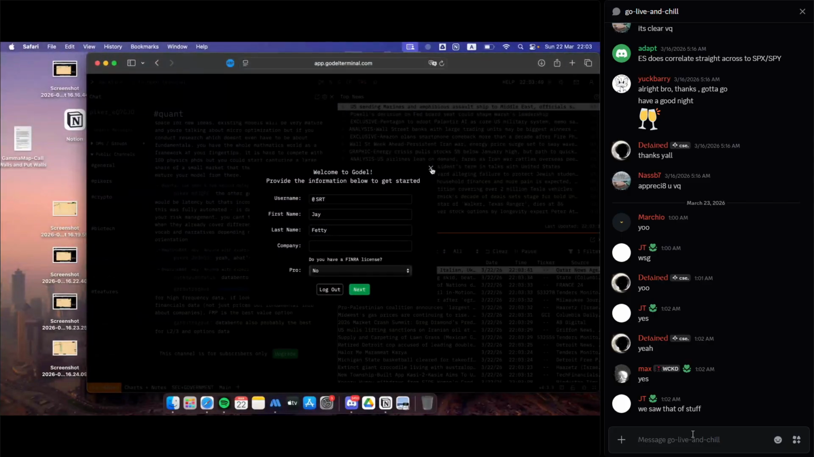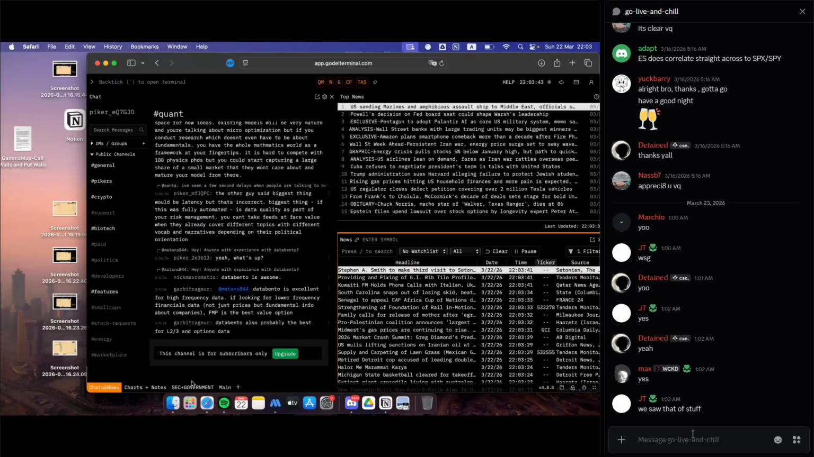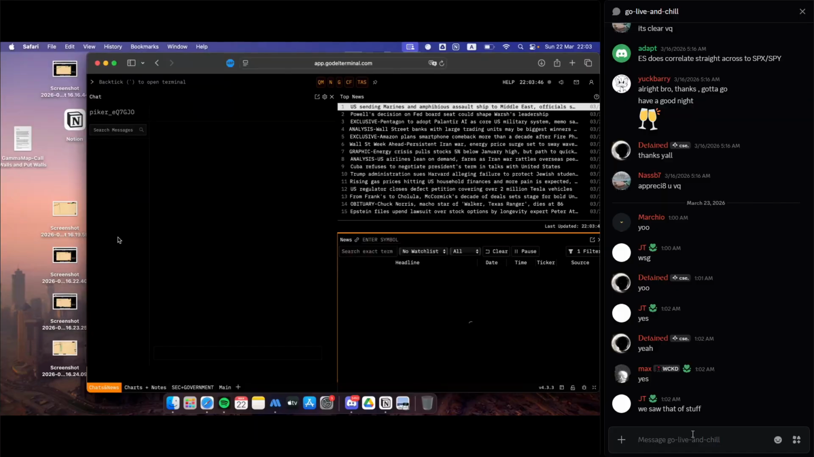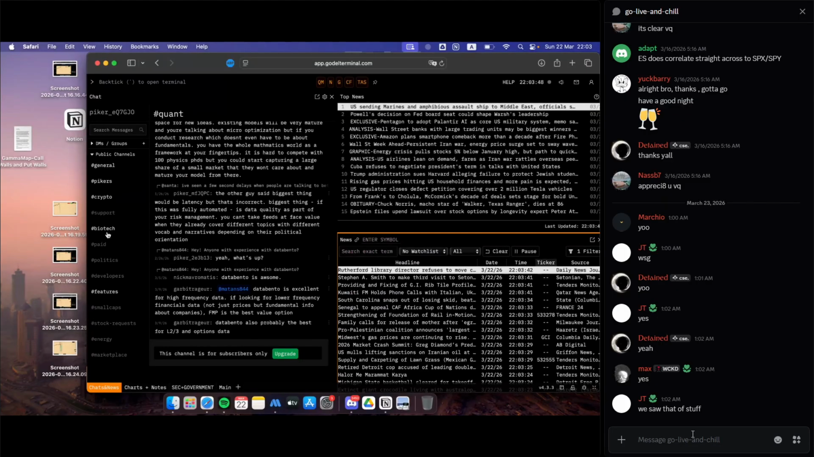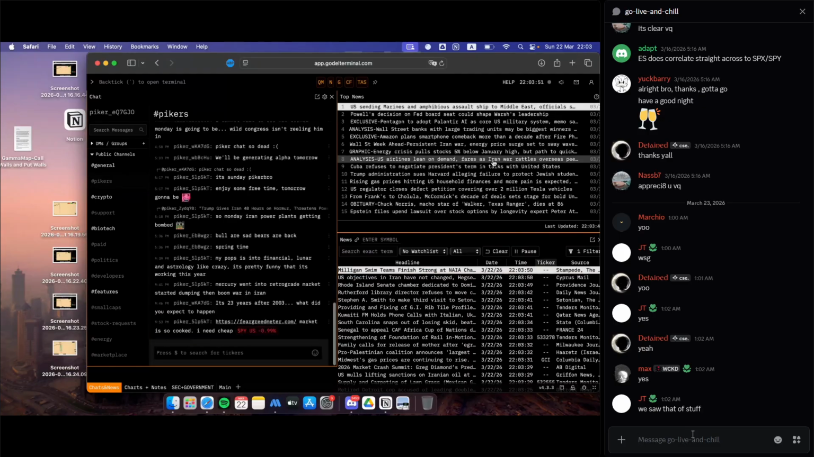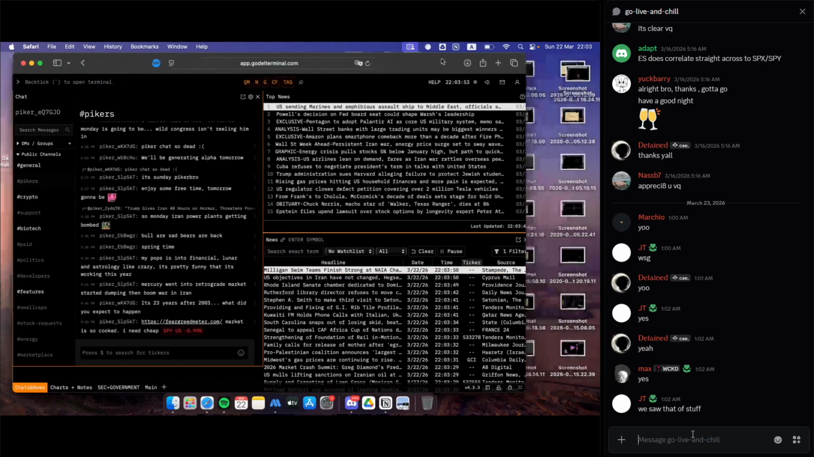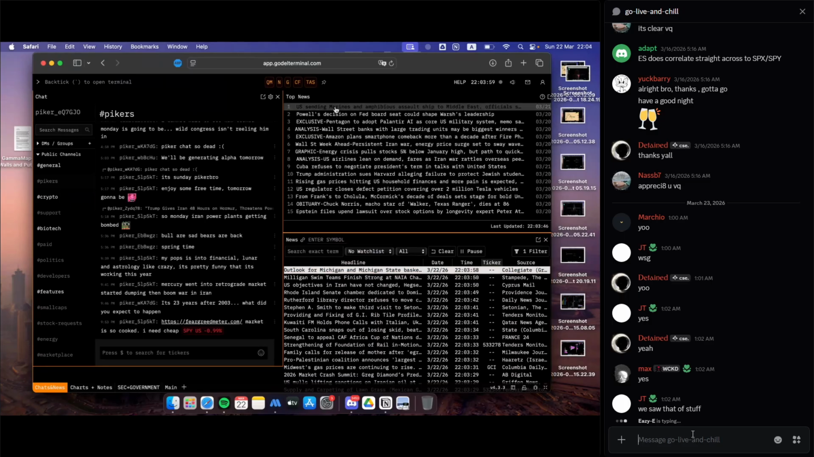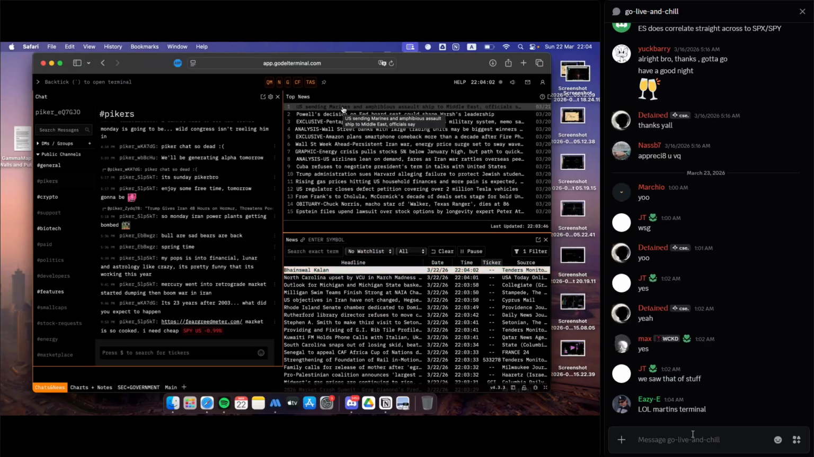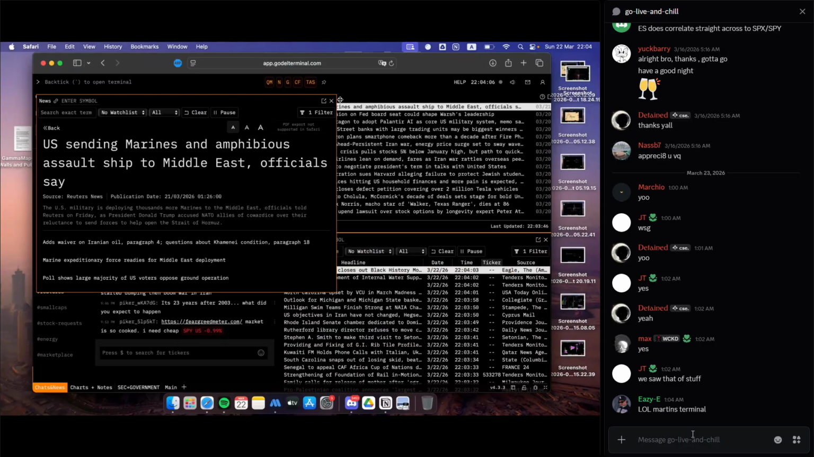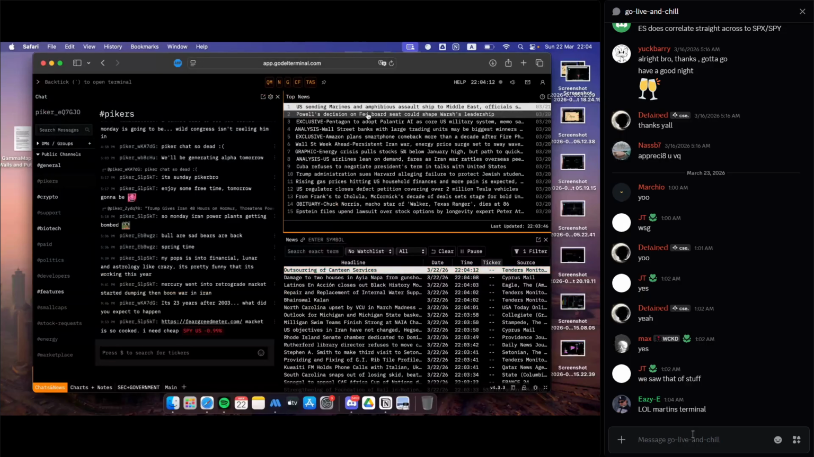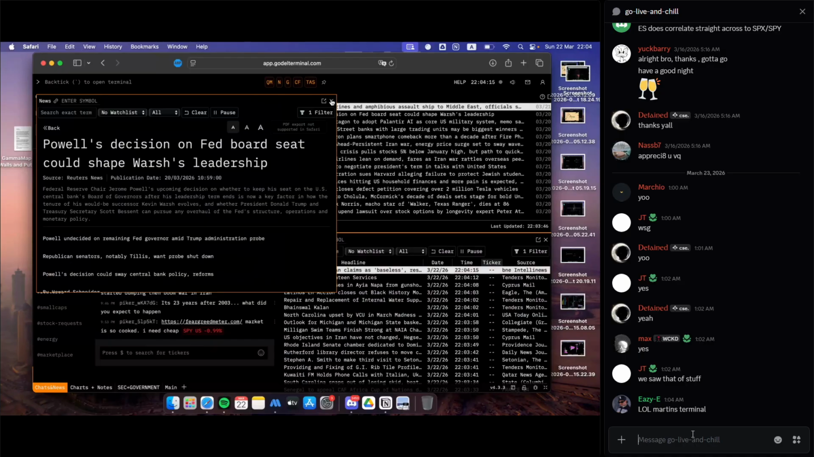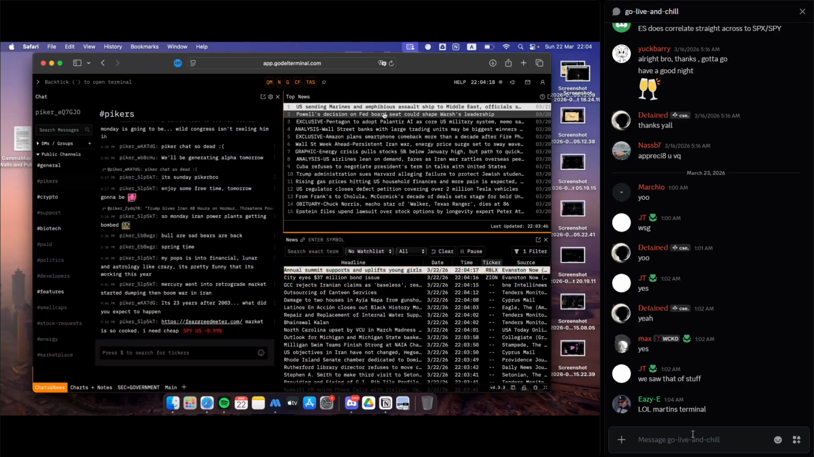I like to start with the news, just to see what's happening. This is Martin's terminal, Bloomberg from Timo, guys. I've heard about Trump and Iran potentially sending threats to each other, so we'll have to see how the market reacts to that.